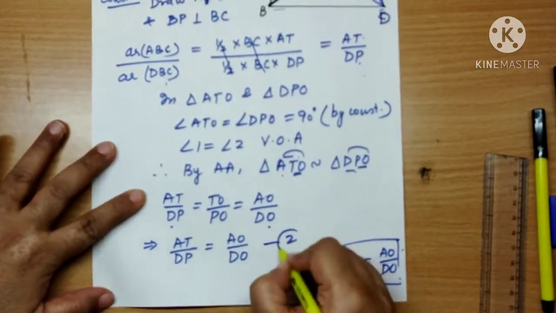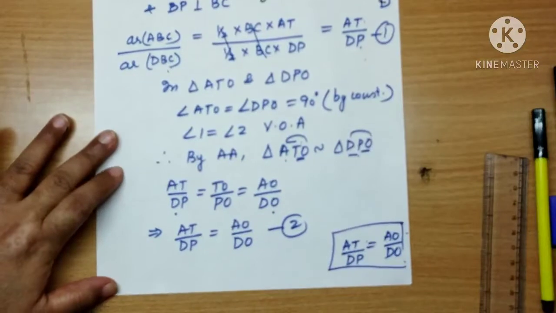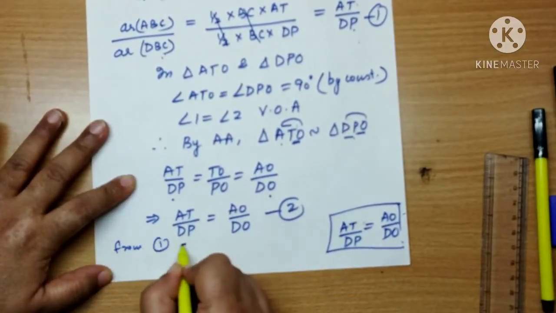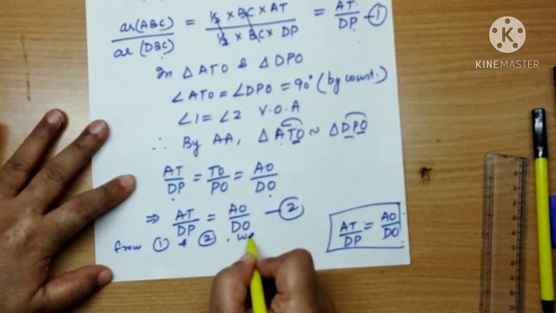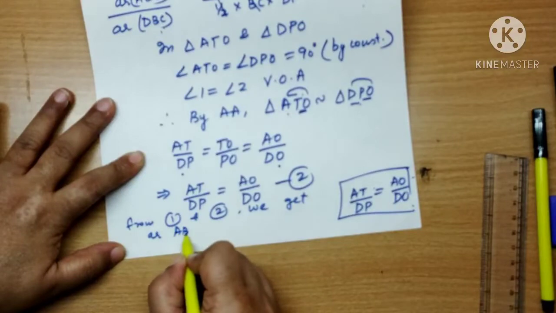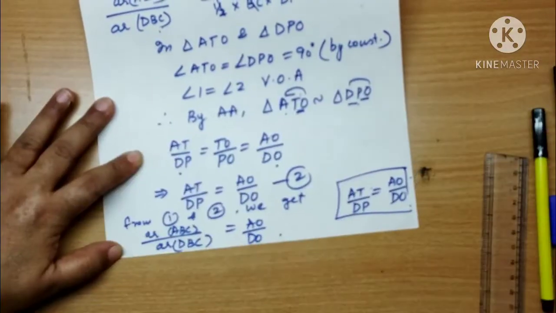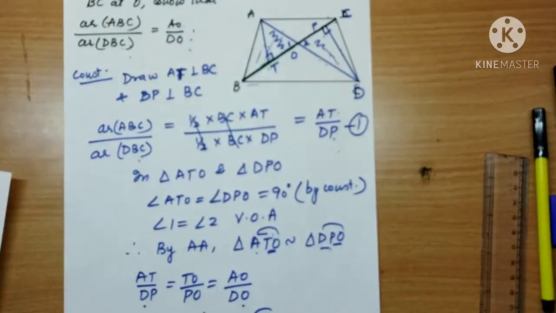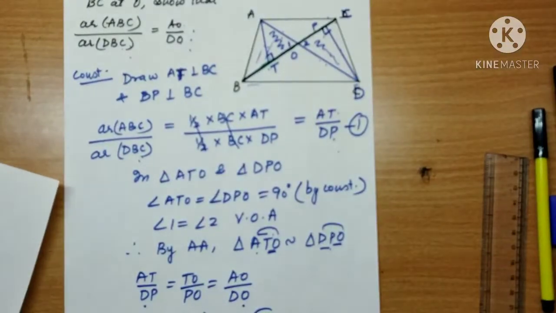This is 2, this is 1. From 1 and 2, what do I get? From 1 and 2 we get area of ABC by area of DEF, which is what we had to prove, and we got the result whatever we had to prove.